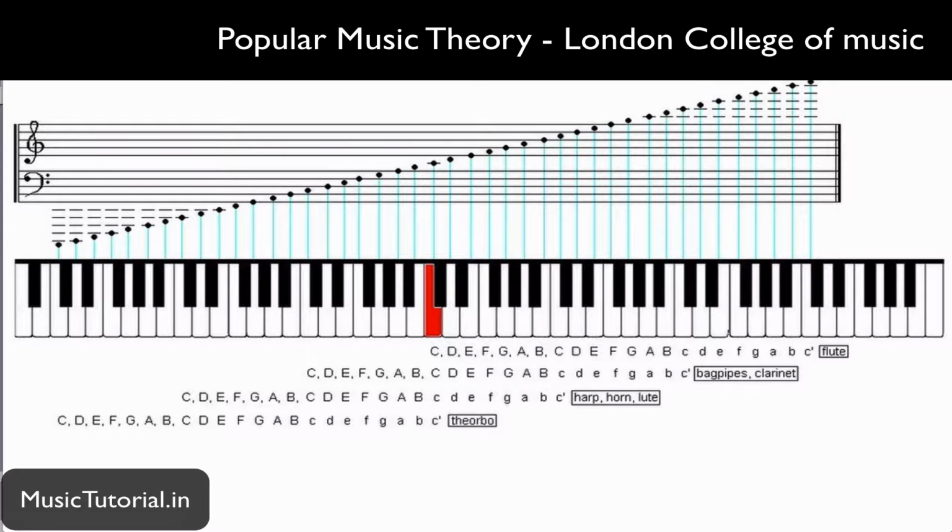And next, we're going to be learning about the ledger line notes. I'll tell you why we need these ledger line notes. Sometimes we find that these 5 lines are not enough to write the notes that we want. It goes beyond these 5 lines. And when notes go beyond these 5 lines, we'll use a small line. These lines are called ledger lines. And when notes are written on the ledger lines, we call this a ledger line note.